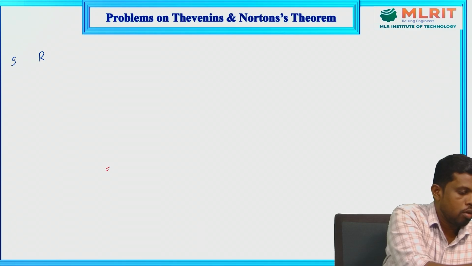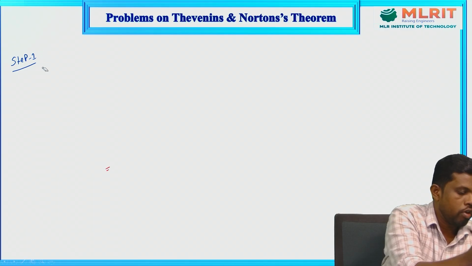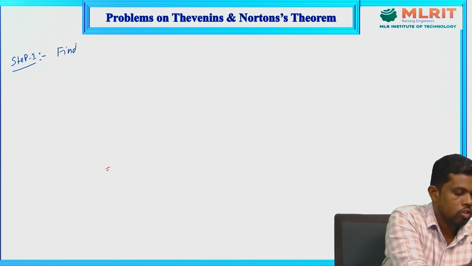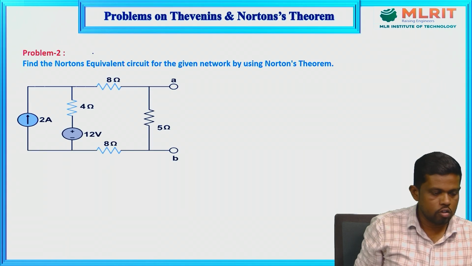In step number 1, we have got the VTH of the circuit. In step number 2, we need to get the RTH of the circuit. So that is: find the RTH.